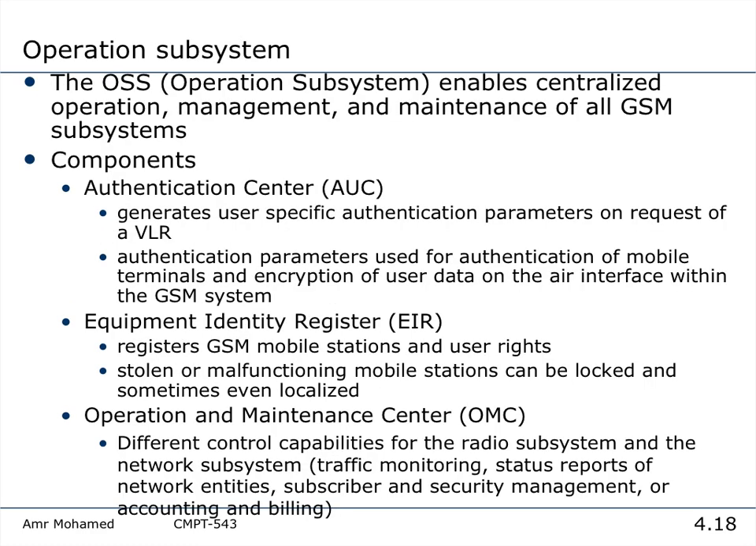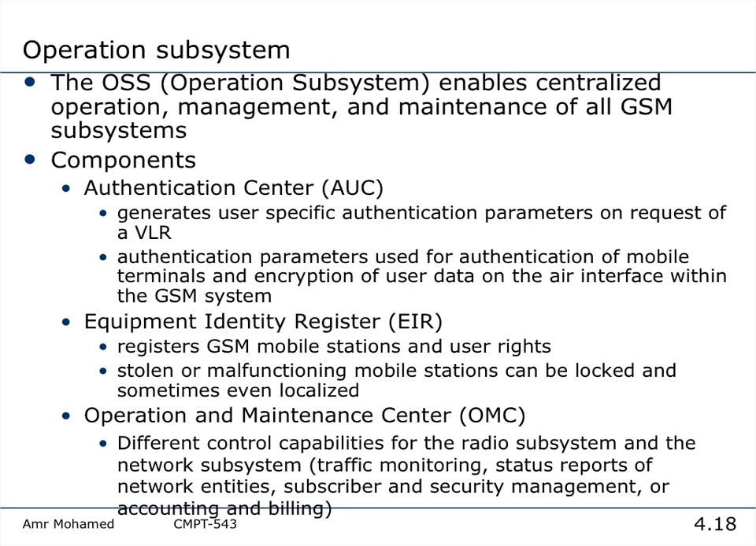Okay, in the back end we have the operation subsystem. The operation subsystem enables the centralized operations, management, and maintenance of the GSM subsystem. So we have three major components. We have the authentication center. From the name, of course, it performs the authentication for the mobile station. A mobile station, when it connects to the network for the first time, has to authenticate itself, similar to what we talked about in network access security. So this is the authentication server for GSM.